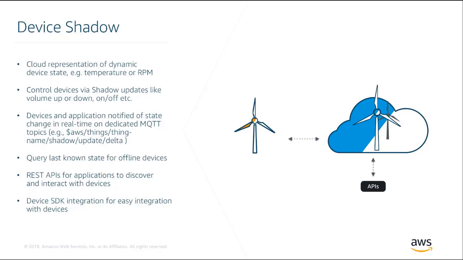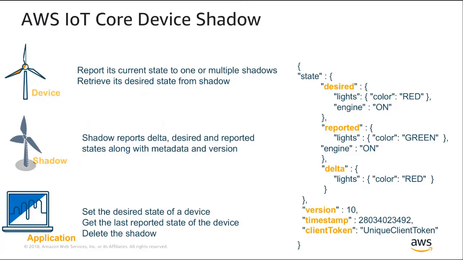To give an idea of how the AWS IoT Core device shadow is laid out, we have three different entities. We have our device, which is going to report its current state. We have our shadow. Our shadow is that virtual representation of that state in the cloud, and it's made up of a desired, reported, and a delta state. And we have our application. This is really an external application that has the ability to send down a command to the device or receive updates from the device.